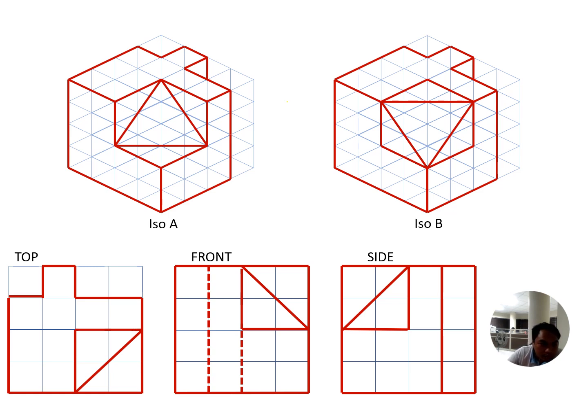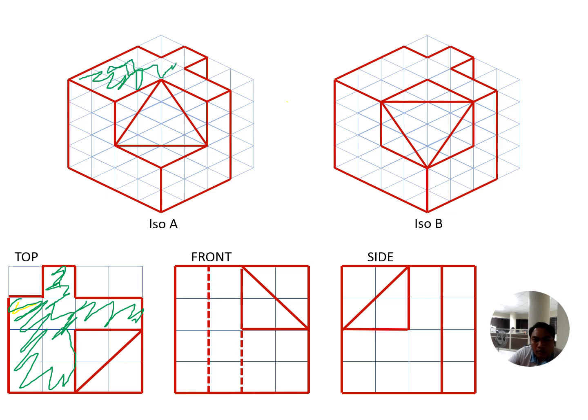So we have here the top, front, and side views. Based from the top view, the top view is a solid portion. Let me change the color. Yellow is too much. So this is the top portion. It's a solid part from the top view, and it could be seen in our isometric figure. It's similar for both, whether it's ISO B or ISO A. You could see it being followed.